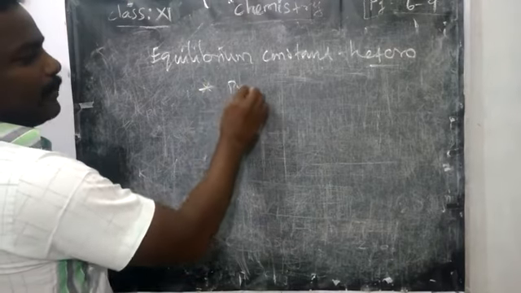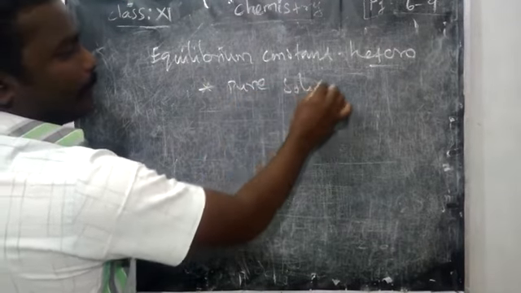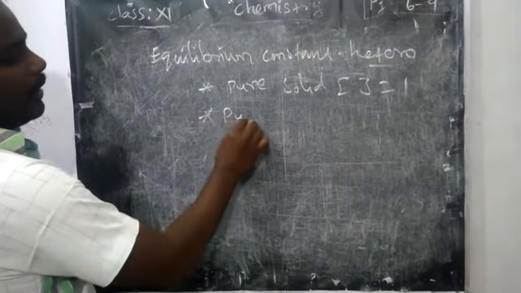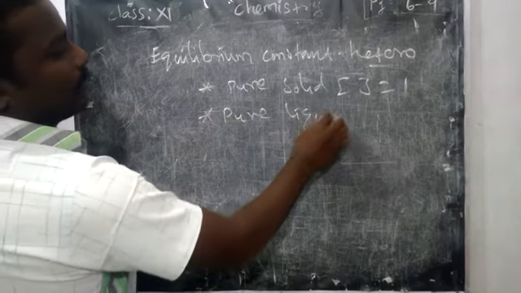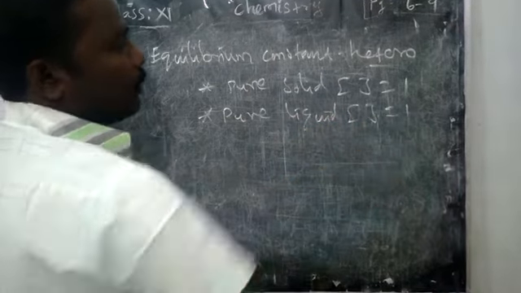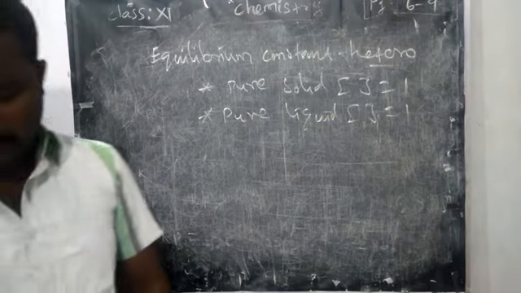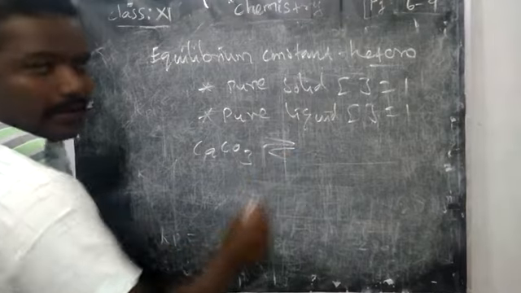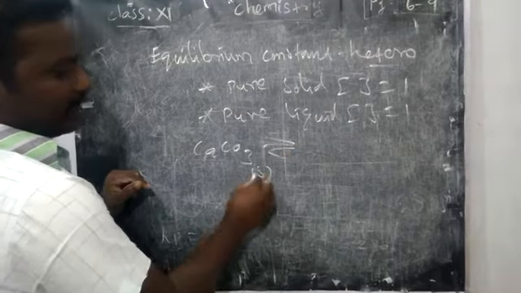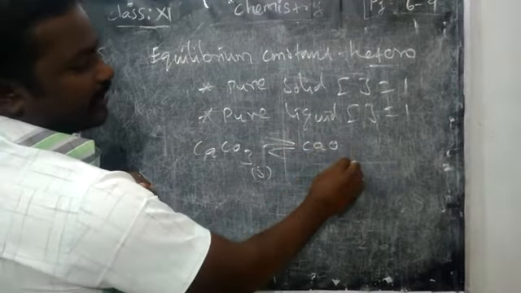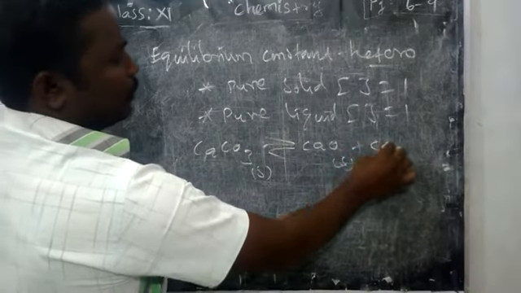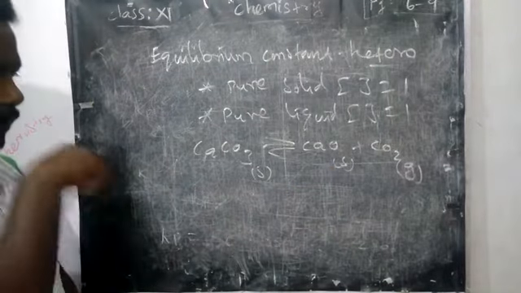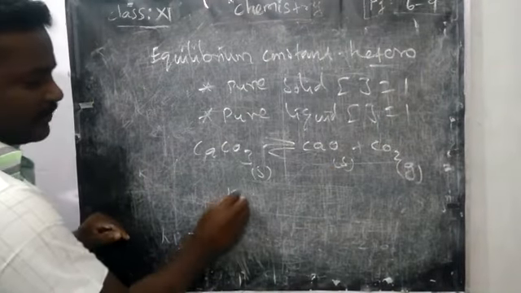Two terms you want to know. One is for pure solid, concentration is equal to 1. For pure liquid, concentration is equal to 1. For anything, okay, we will see now. For calcium carbonate, CaCO3, solid state, it is dissociated into calcium oxide and CO2 gas. Now see, solid and gas, okay. Now, how do you write Kc for this reaction?